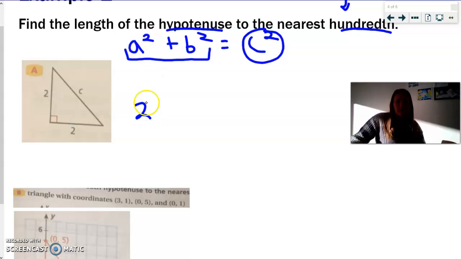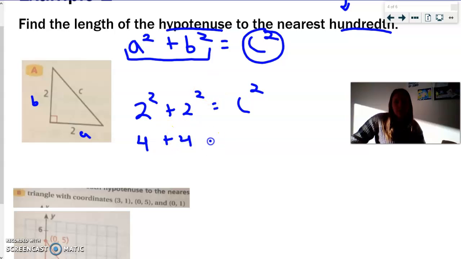I would have 2 squared. Maybe we'll make this a. 2 squared plus, and then this is b. Doesn't matter. 2 squared equals c squared. Well, if I want to solve this out, I need to find 2 squared. 2 squared is 4. 2 squared is 4. I don't know what c squared is, so I can't solve that right now. But 4 plus 4 is 8.